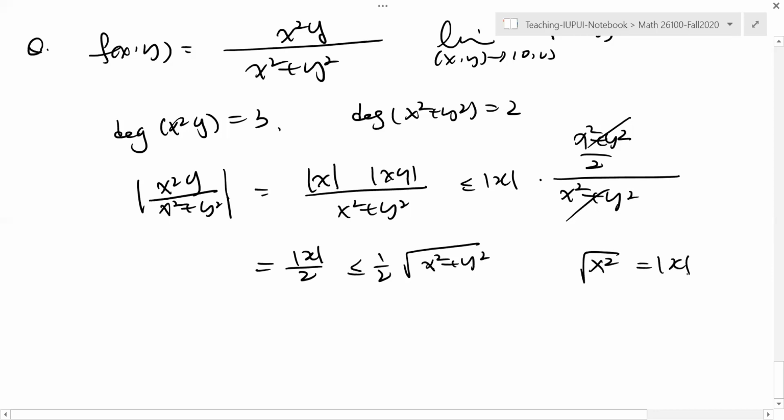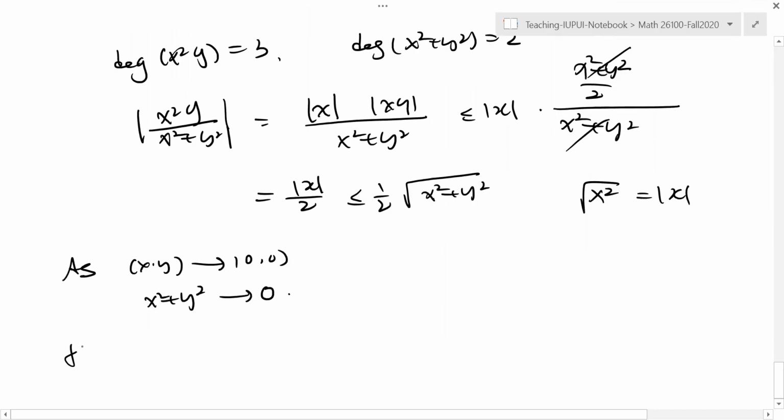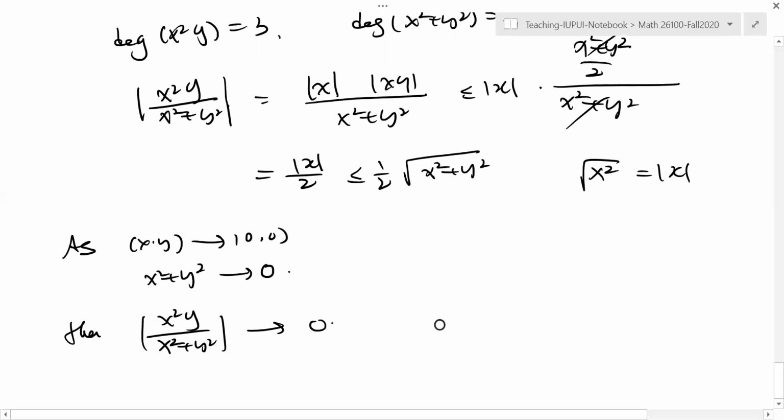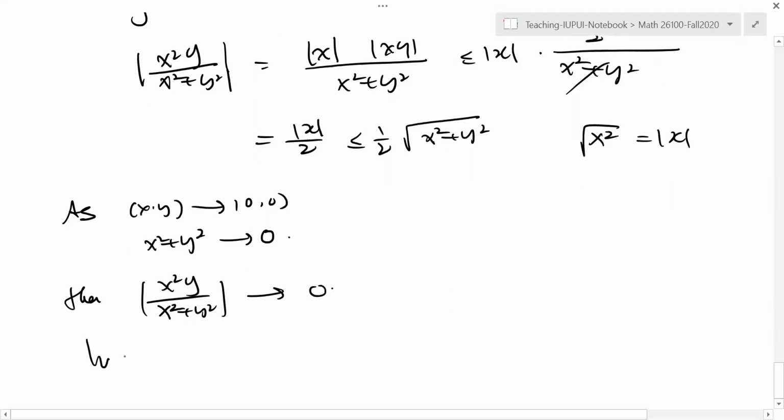Now it's clear that as (x, y) approaches (0, 0), x squared plus y squared approaches 0. Then x squared y approaches 0 because it's bounded by numbers getting smaller and smaller. So my conclusion is the limit is 0.